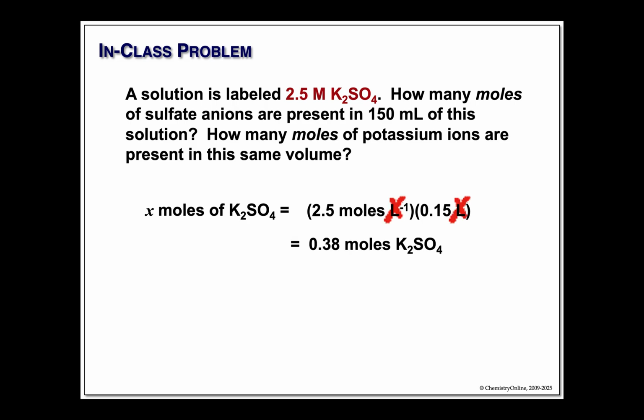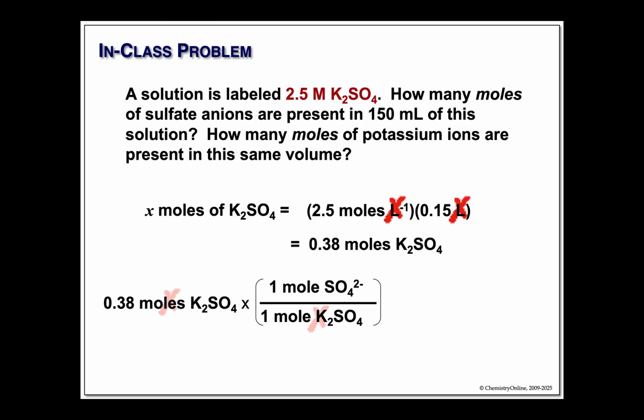0.38 moles of potassium sulfate. Then we'll do our mole ratios. For sulfate, there's 1 sulfate per potassium sulfate, so the ratio is 1. Number of moles times the mole ratio gives us 0.38 moles of sulfate. For potassium, the mole ratio is 2 to 1. 2 times 0.38, 0.76 moles of potassium. Any questions?